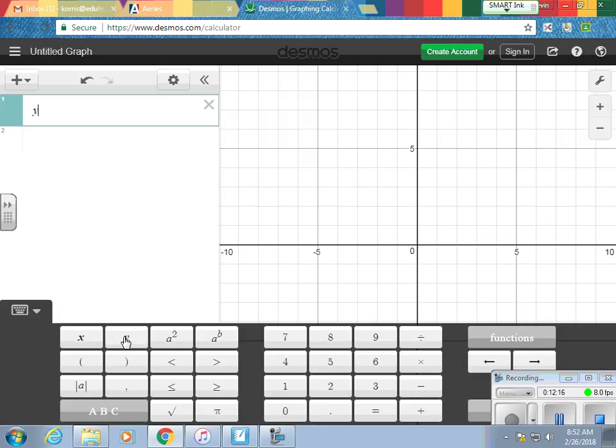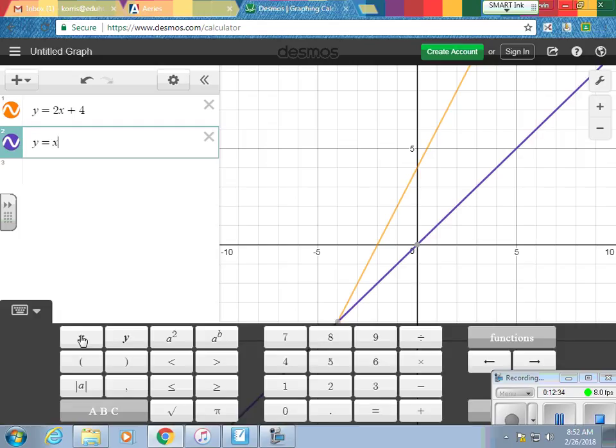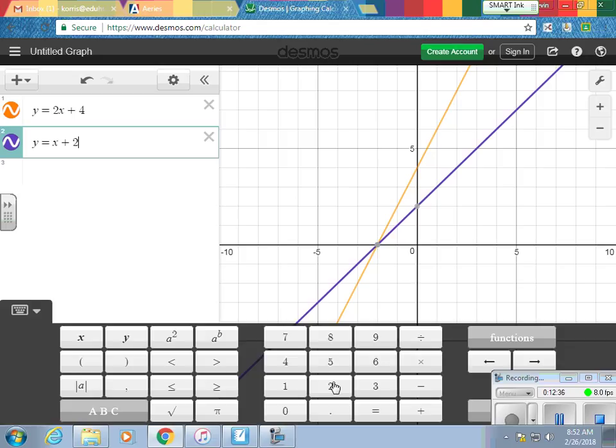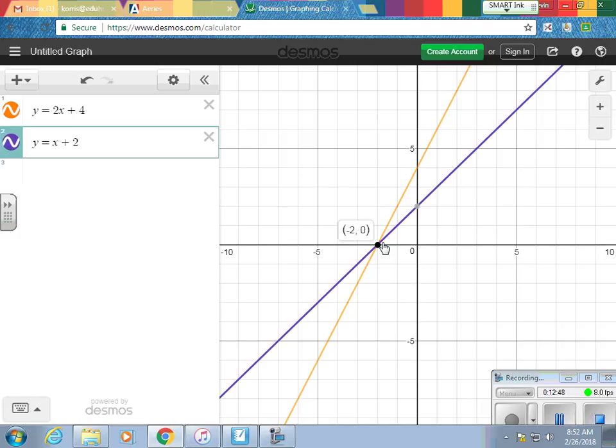Y equals 2x plus 4. Y equals 2. There we go. Whoa. And where do they cross? They cross at -2, 0.